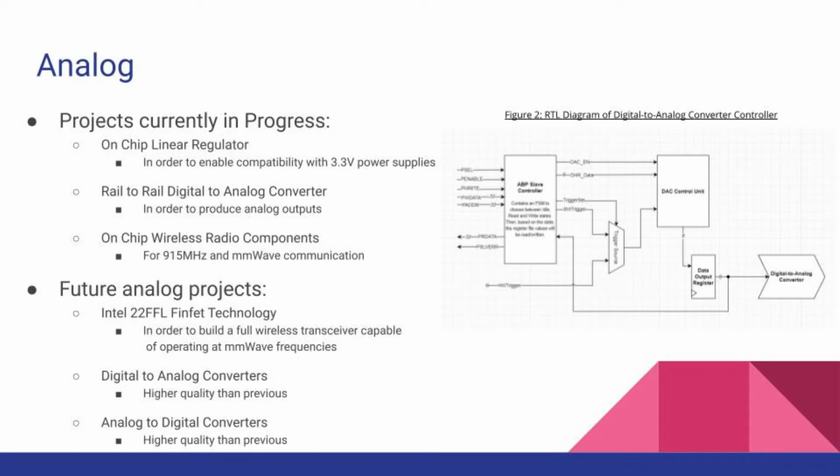The future analog projects include working on the Intel 22FF FinFET technology node to improve upon the previous radio design to fabricate a full wireless transceiver and receiver capable of operating at millimeter wave frequencies. Additionally, 2 versions of ADC and DAC will be created, a high-speed, low-resolution, as well as one that is low-speed and high-resolution.